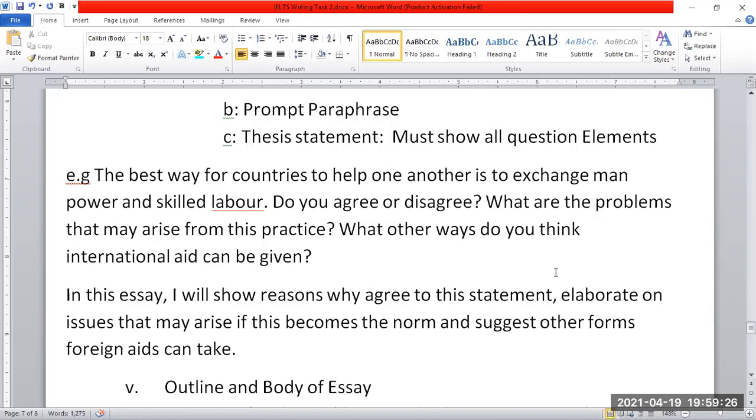If it is two question elements, you just put your first comma here, and where you have an and, it becomes a full stop because it is just two question elements. But since it is three question elements, you have to make it that is it. So, okay, do you agree or disagree? What are the problems that may arise from this practice? What other ways do you think international aid can be given?